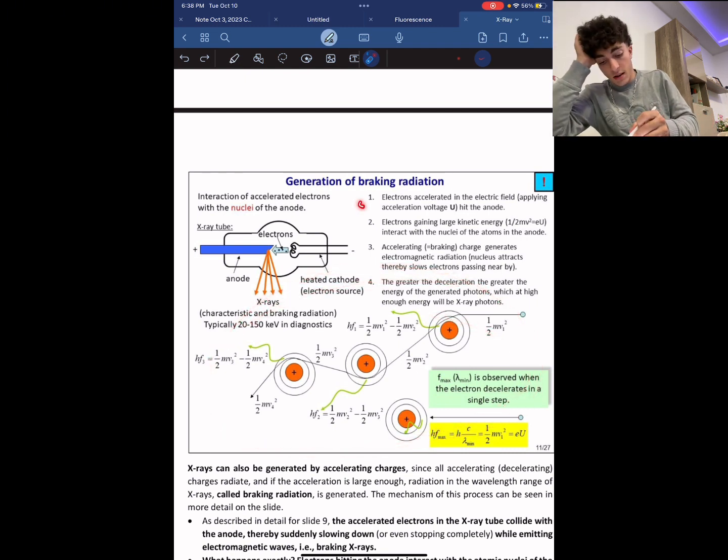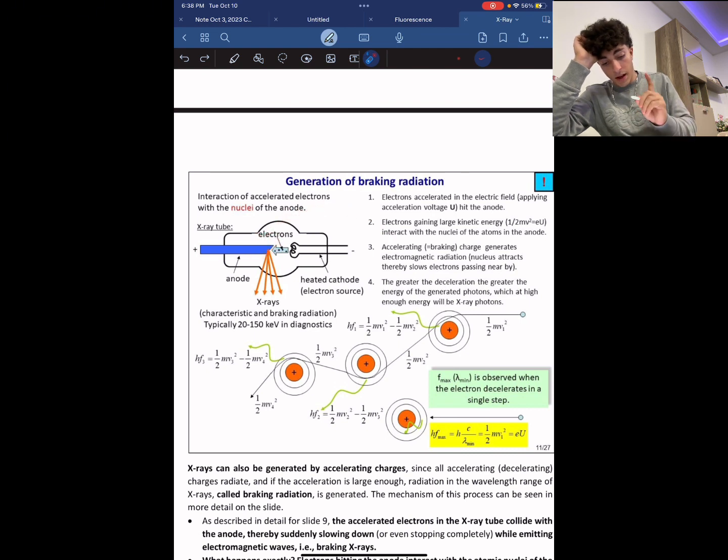So here it says it in 4 steps. It says electrons are accelerated using a voltage, using an accelerating voltage at the cathode. Electrons gain large kinetic energy, right, and interact with the nuclei. So what does this mean? That means here, acceleration gets voltage. Here, it means that it hits the anode, right?